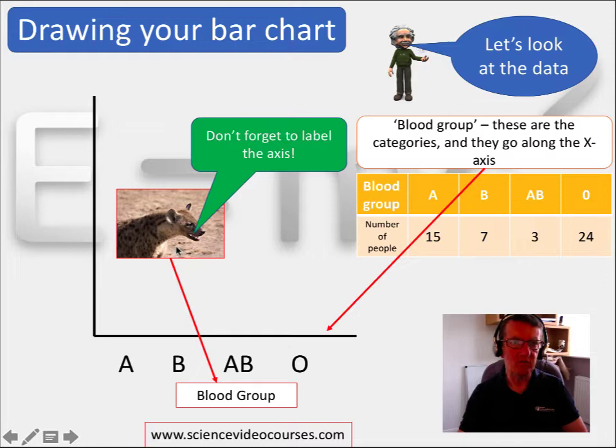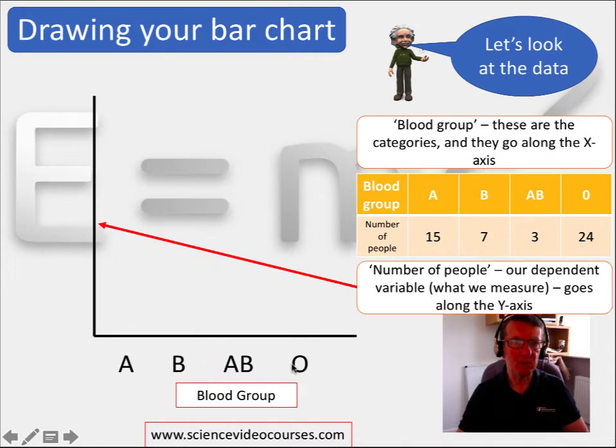quite right, don't forget to label the axes as blood groups. So that's our first x-axis there with the categories. Now, what's left? Well, number of people goes up the y-axis. Number of people, our dependent variable. When we talk about a dependent variable, it's what we are measuring, what we're recording, and here we're recording how many people are in A, how many people in B, and so on. So that's the dependent variable, and that goes on the y-axis.